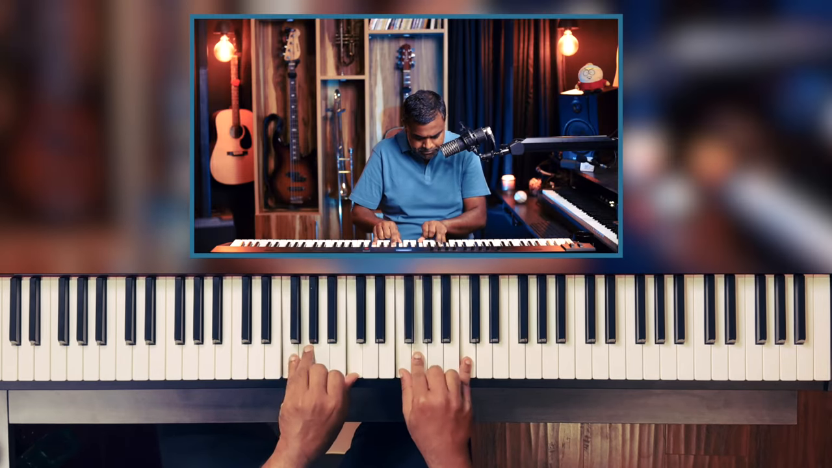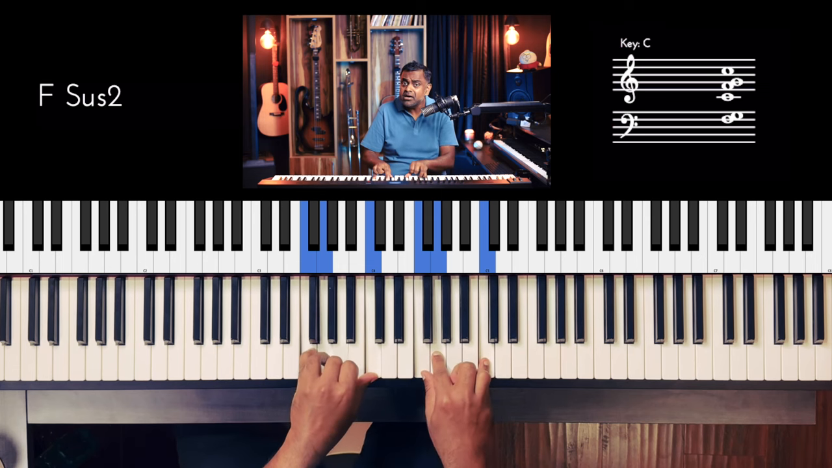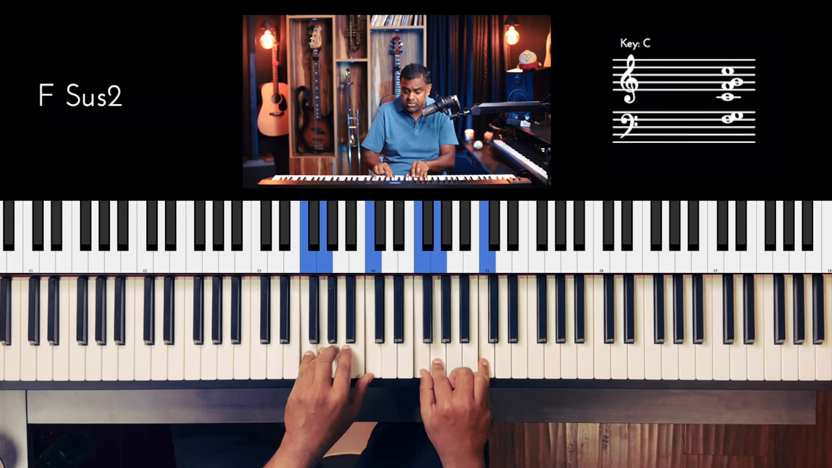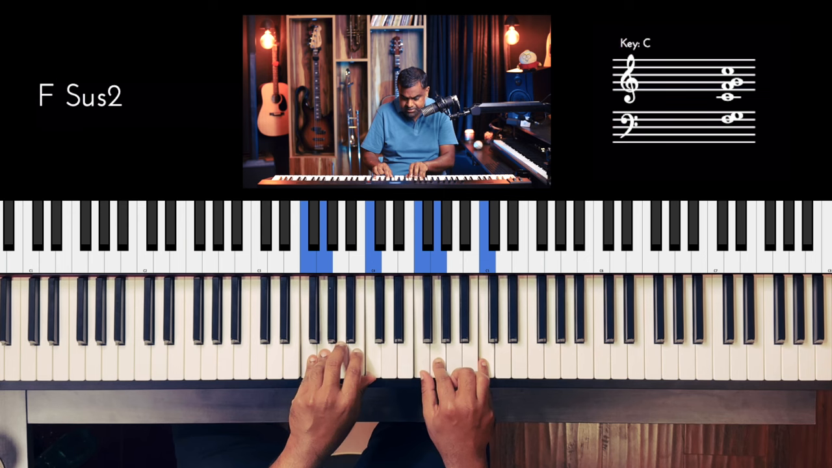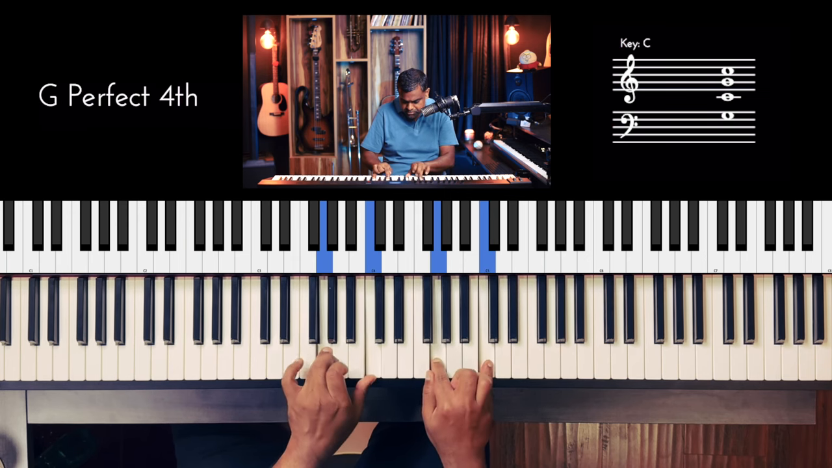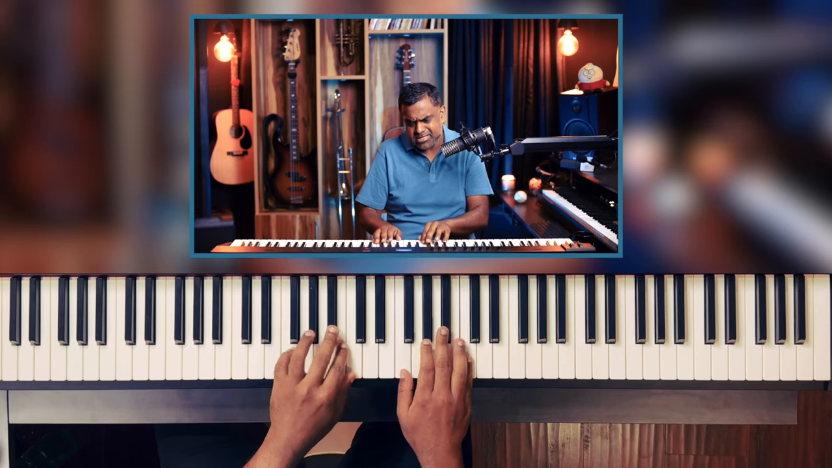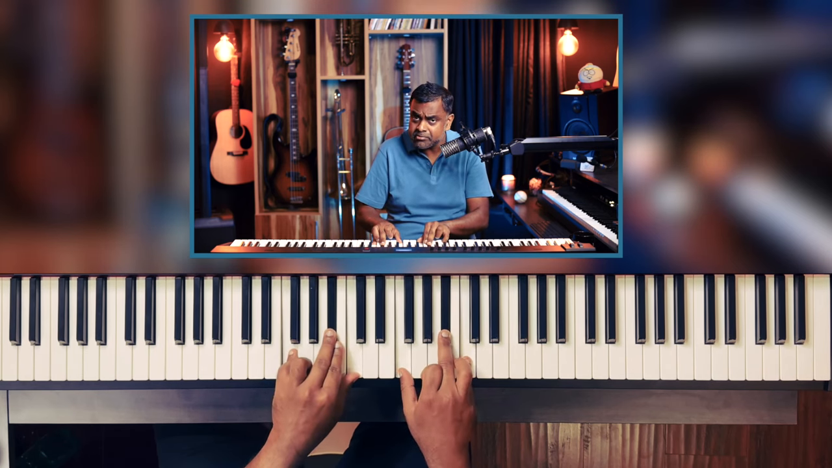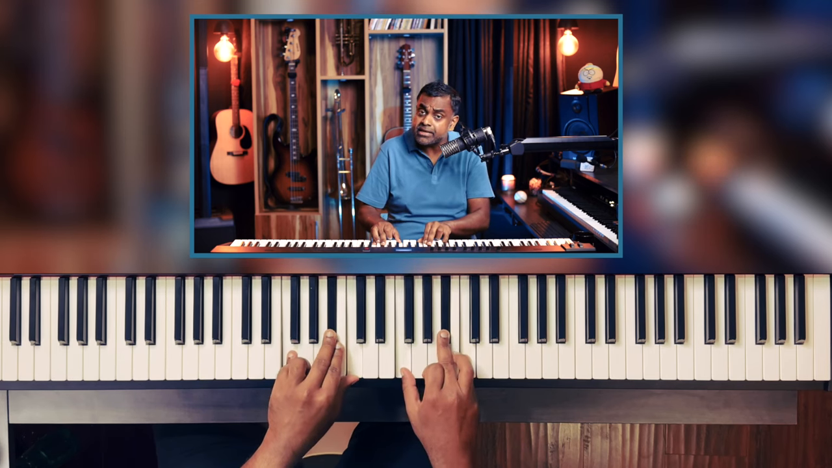You have sus2, sa re pa, that's one major second, perfect fifth, but also note between the major second and the fifth, G to C is the perfect fourth. F to G would be the major second. So major second, perfect fourth, and perfect fifth. And similar for a sus4, that's sa ma pa, that'll be root perfect fourth, root perfect fifth, and then ma to pa will be a major second.